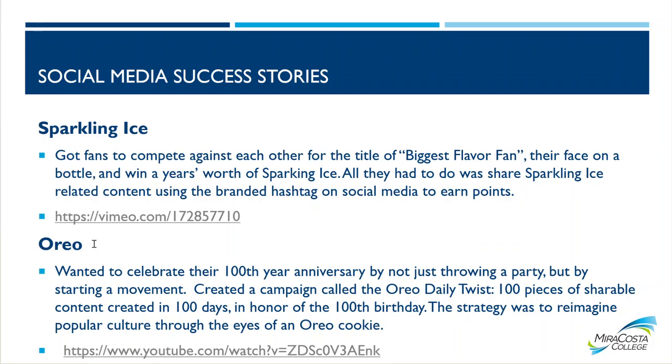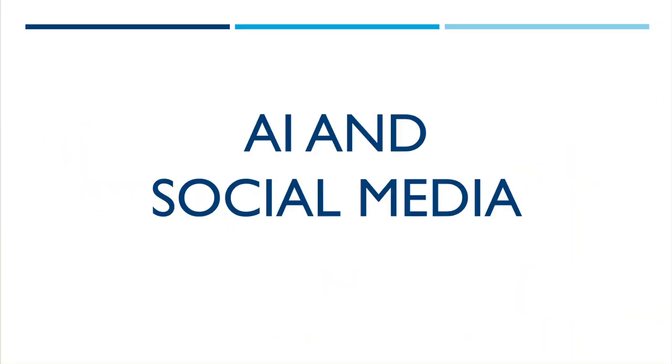Oreo, I'm a huge Oreo fan. Original Oreo, I don't know why they have to mess it up and create all the different flavors now, but original is the best. They wanted to celebrate their 100th year anniversary by not just throwing a party, but by starting a movement. So they created a campaign called the Oreo Daily Twist, where 100 pieces of shareable content were created in 100 days in honor of the 100th birthday. Their strategy was to reimagine popular culture through the eyes of an Oreo cookie. So you can watch the YouTube video here. Can you just imagine organizing 100 pieces of content and scheduling 100 posts, one a day for 100 days? That's a lot of work, but super fun too. All right, so that's kind of examples of social media strategy, marketing campaigns.